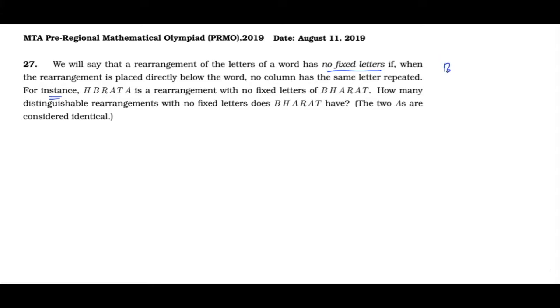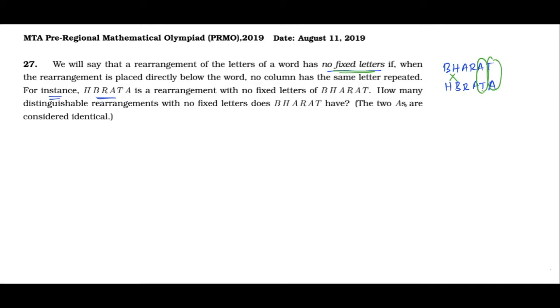If you look at the word Bharat and you look at a rearrangement of its letters, namely this one, HBRATA, if you observe, the letters are rearranged in such a way that H is going into a different position, B is going to a different position, and so on. No letter is occupying its original position. In other words, in a given column, the letters are different. Such rearrangements are called no fixed letters rearrangements.